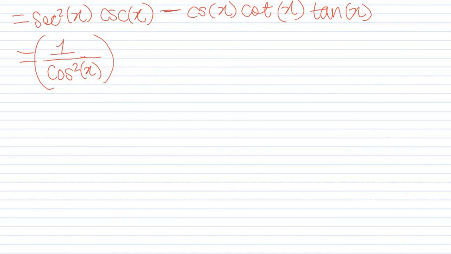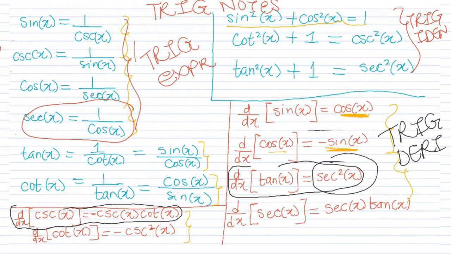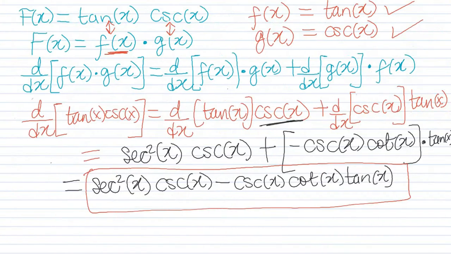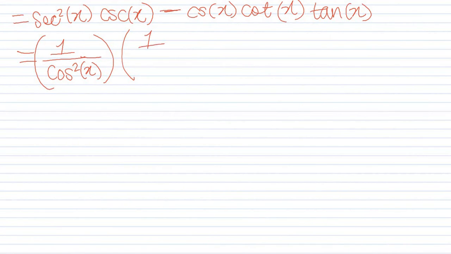And then we have cosecant x. What is cosecant x? Cosecant x is the same thing as 1 over sine x. So we have multiplied by 1 over sine x, minus, what is cosecant x? Again, we just did it here, so that would be 1 over sine x.